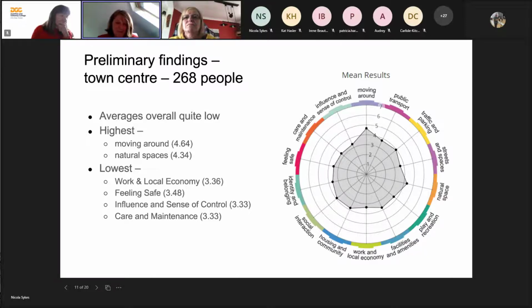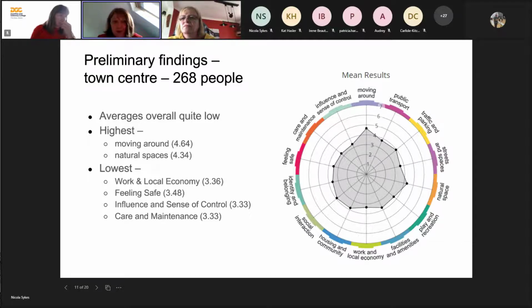And this is where I want you to remember what the stakeholders said. The thing they were concerned about was moving around. Moving around is not an issue for local residents. They were happy. Likewise, natural spaces to the right. Stakeholders thought that was an issue, but people didn't feel that was an issue. They felt there were lots of lovely green spaces around the town centre. And housing and community at the bottom, again, was the complete opposite to what the stakeholders said, as residents felt that was strong. So it's interesting how stakeholders and residents had very different views, and that really helped the work focus on the things that people felt were challenges.